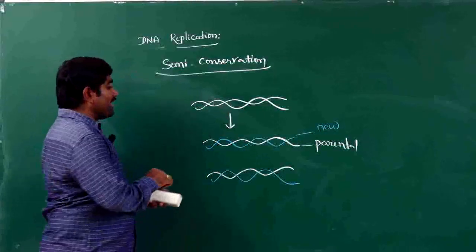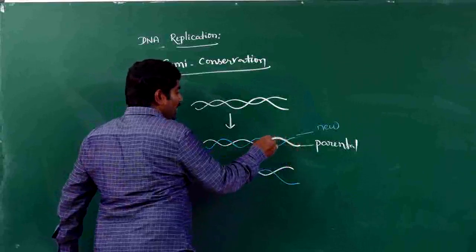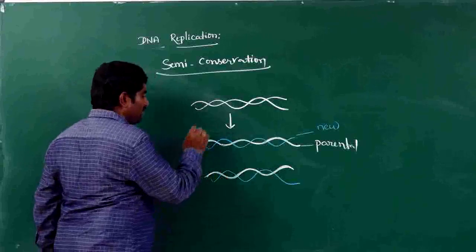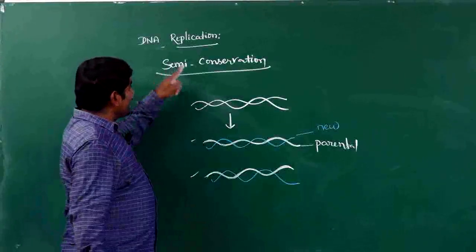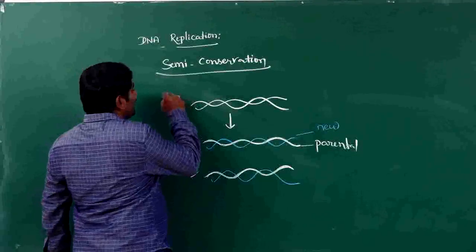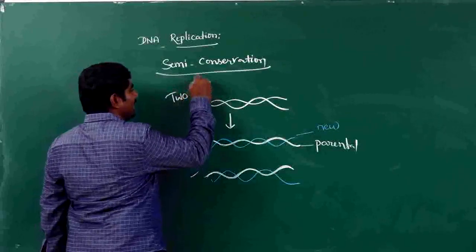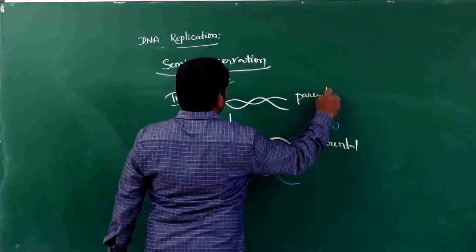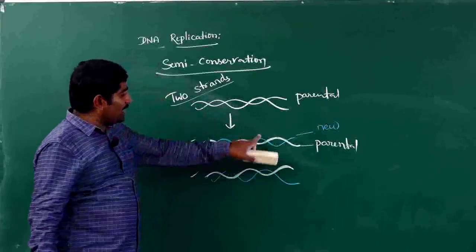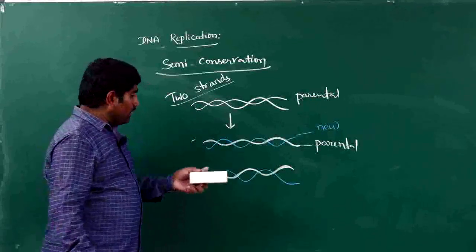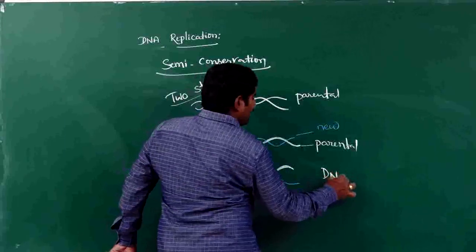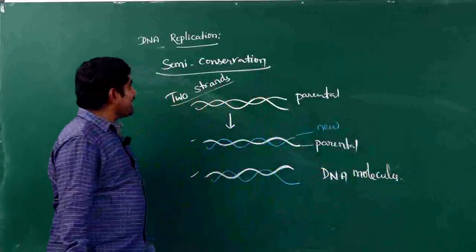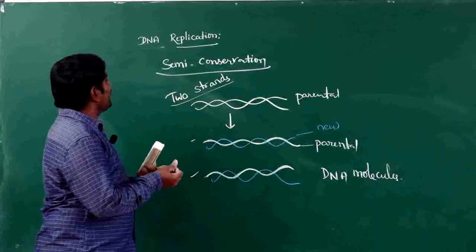So the two parental strands are conserved in two different daughter DNAs. This is one daughter DNA, this is another daughter DNA. So the semi-conservative method means the two strands of parental DNA will be conserved in two different daughter DNA molecules. This is called the semi-conservative method.